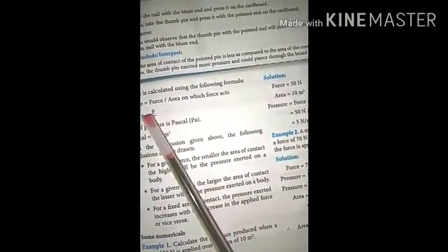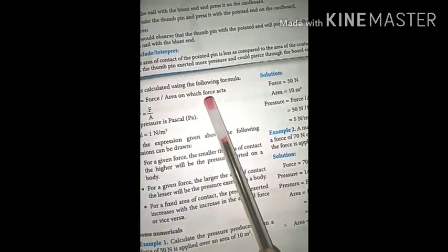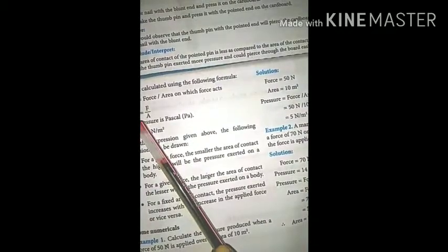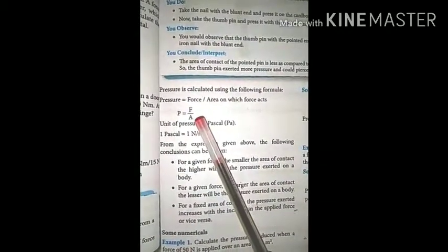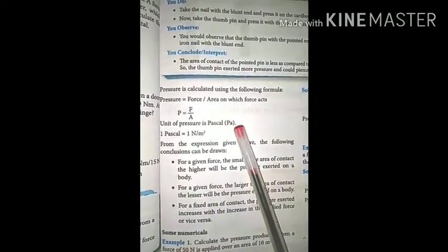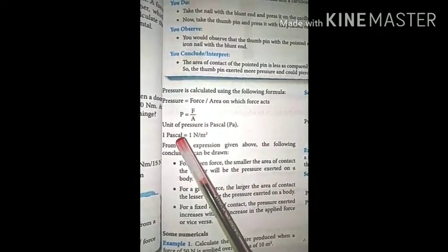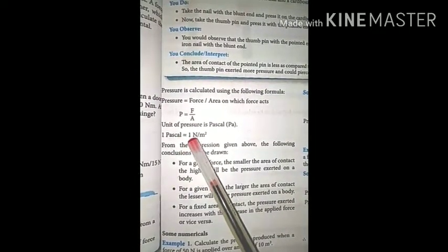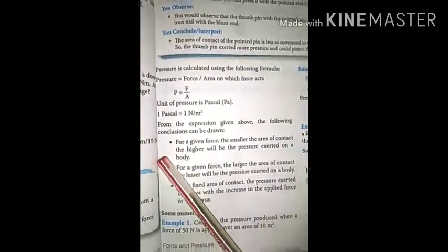Now, pressure is calculated using the following formula. Pressure is equal to force by area on which the force acts. So P is equal to F by A. P stands for pressure, F stands for force, and A stands for area. The unit of pressure is Pascal. If force is measured in Newton and area is measured in meter square, then pressure is equal to 1 Newton per meter square, which is Pascal. So the SI unit of pressure is Pascal.